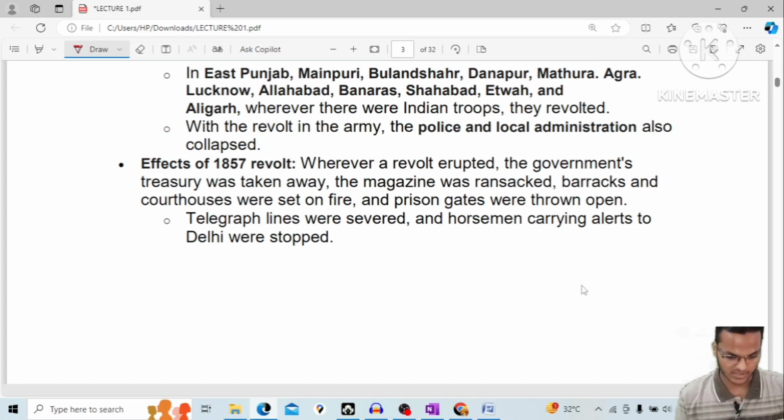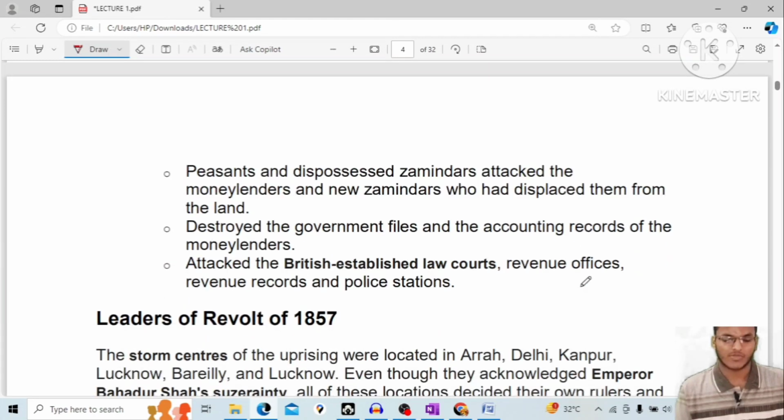So what effects were seen? In effect the telegraph lines were severed. The horsemen carrying alerts to Delhi were stopped. Several houses, several streets were destroyed by the sepoys. The government treasury was taken away. The magazines were ransacked. They also destroyed barracks and courthouses were set on fire. Prison gates were thrown open. Magazines ransacked.